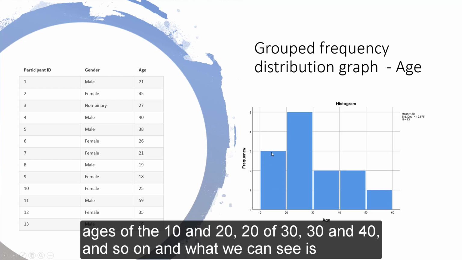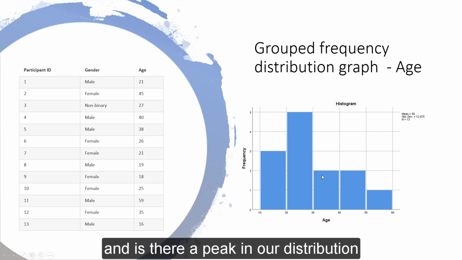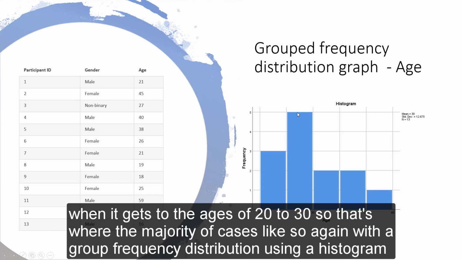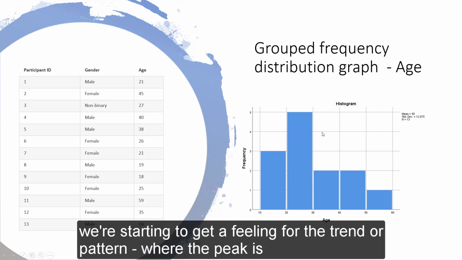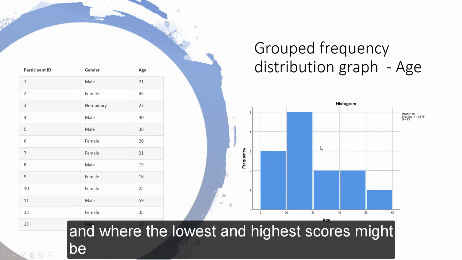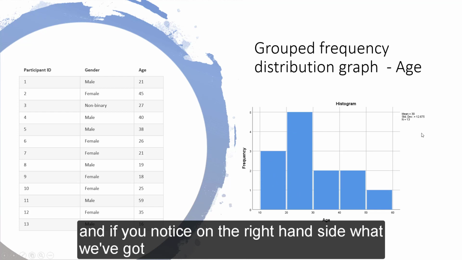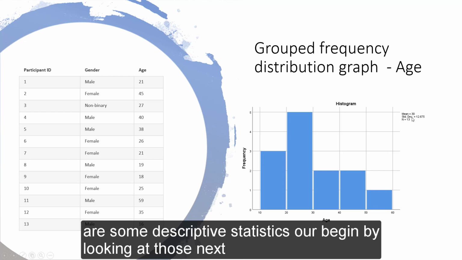And what we can see is there's a peak in our distribution when it gets to the ages of 20 to 30, so that's where the majority of cases lie. So again, with a grouped frequency distribution, using a histogram, we're starting to get a feeling for the trend and the pattern, where the peak is, and where the lowest and highest scores might be. And if you'll notice on the right hand side, we've got some descriptive statistics. Now we're going to be looking at those next.